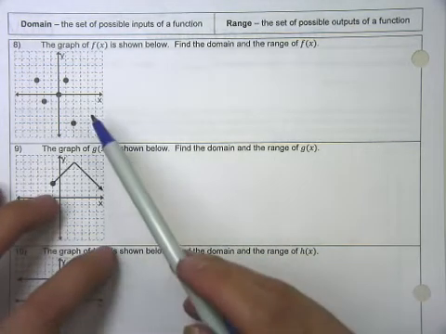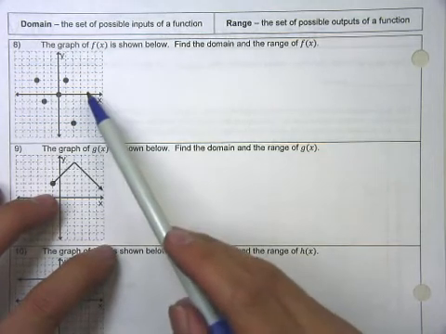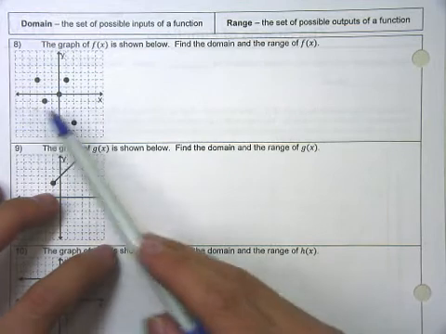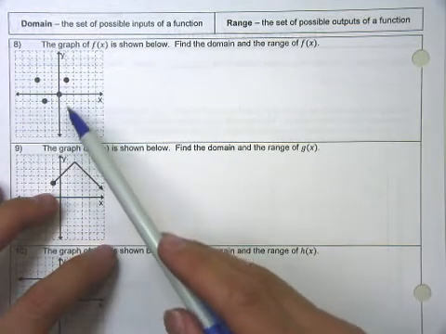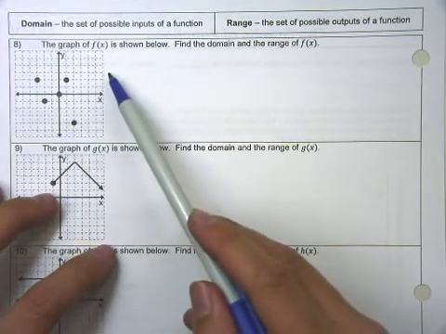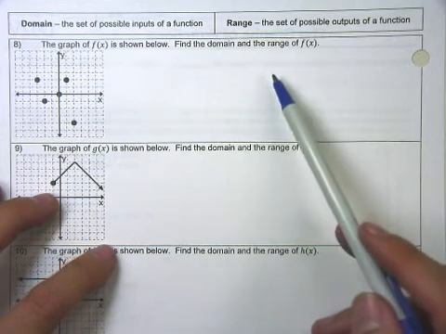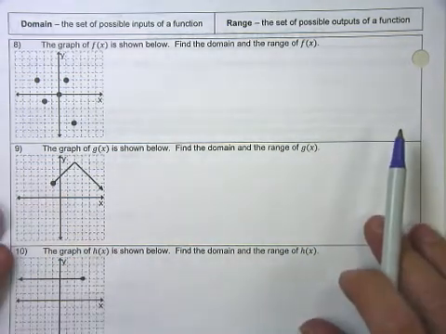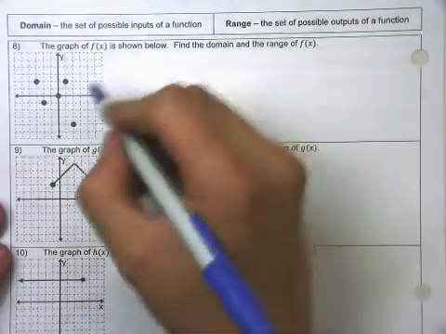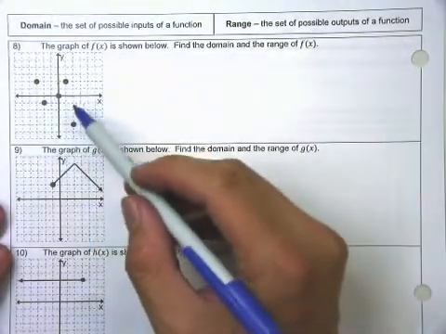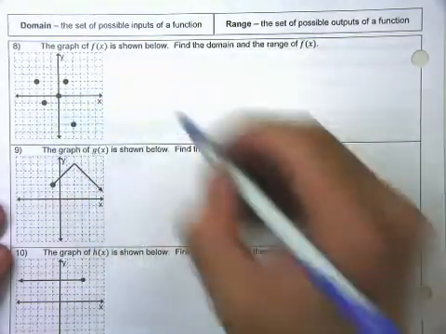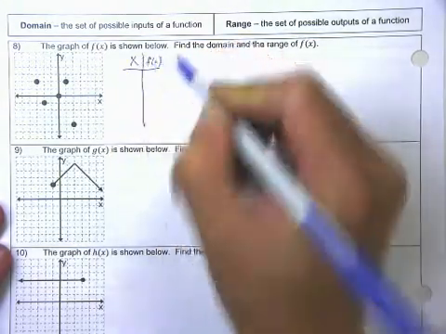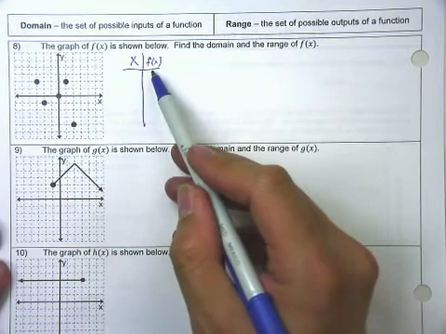All right, so let's take a look at the first one. It says the graph of f of x is shown below. These points here represent the input outputs of that function. And it says to find the domain and the range. Well, let's make a t-chart to represent the information in this graph, with my input values and my output values.